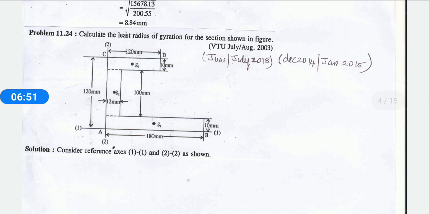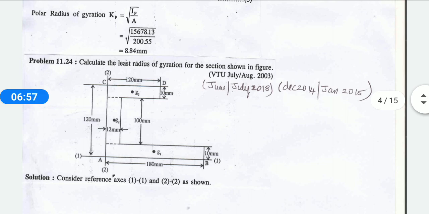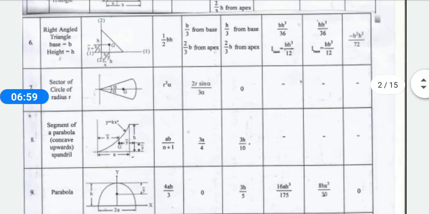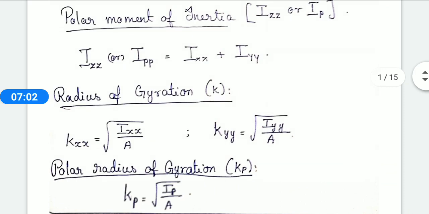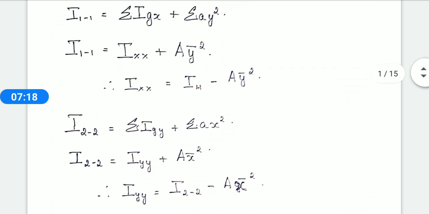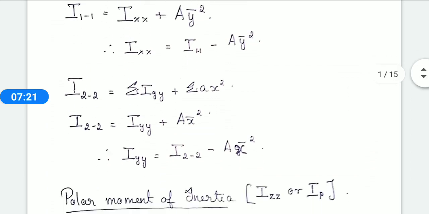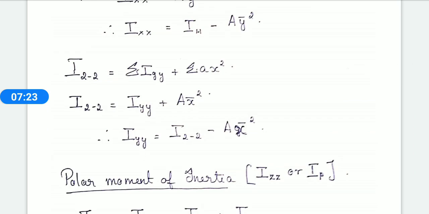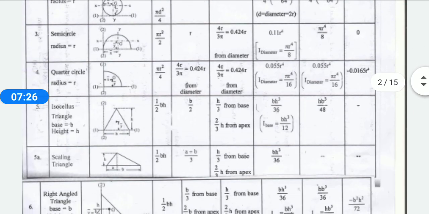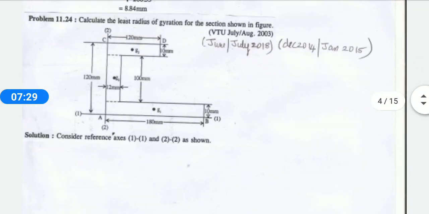See, they have asked us to find the least radius of gyration for the section. What is the least radius of gyration formula? Least radius of gyration means kxx or kyy, which is equal to the square root of Ixx or Iyy divided by A. So we need to find both Ixx and Iyy. To find Ixx, what is the formula? Ixx is equal to I11 minus A y bar square. Iyy is equal to I22 minus A x bar square. So considering these formulas, we are going into the problem.